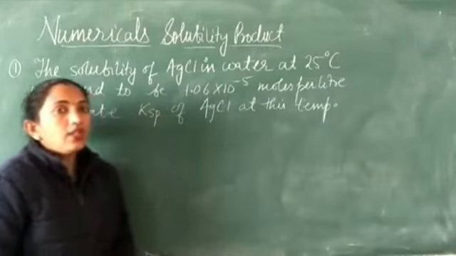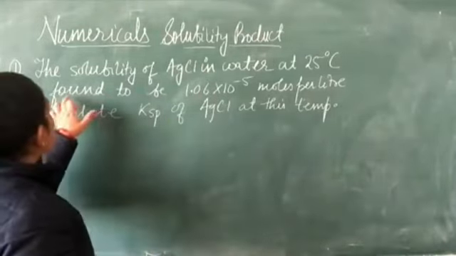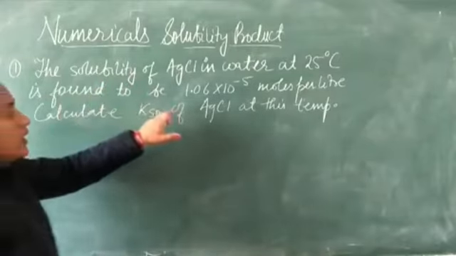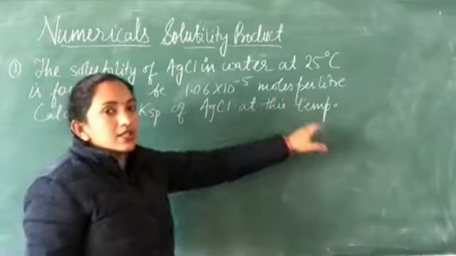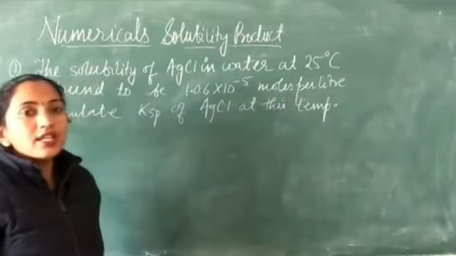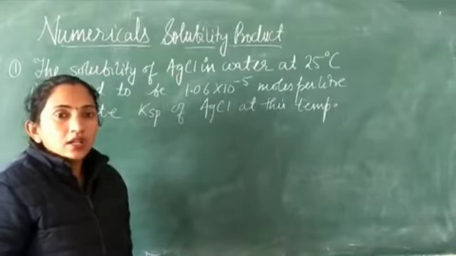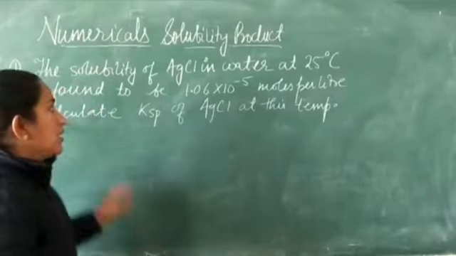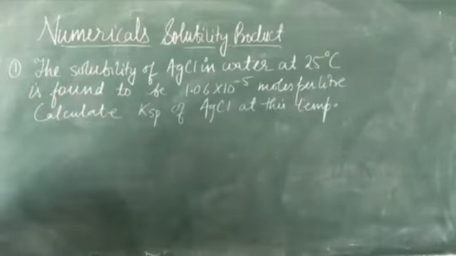Now just have a look at the numerical here. The solubility of AgCl in water at 25 degrees Celsius is found to be 1.06 into 10 raised to power minus 5 moles per liter. Solubility is the amount of solute dissolved per liter of the solution. So the solubility of this salt is given to us, and we have to find Ksp, the solubility product of AgCl at this temperature.